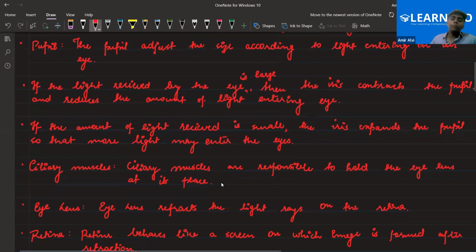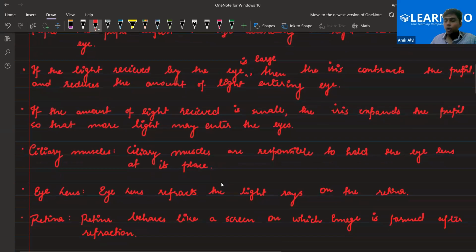Next, the part of the eye that we are going to discuss is the ciliary muscles. The ciliary muscles hold the eye lens in the proper shape, and they are also responsible for the power of accommodation of the eye lens. We can suddenly change our focal length depending on the object placed. We can easily focus the nearby object, and we can easily focus the far object as well. That is called the power of accommodation, and it happens only due to the ciliary muscles, right, everyone?